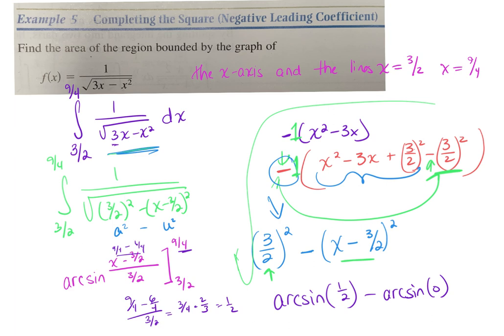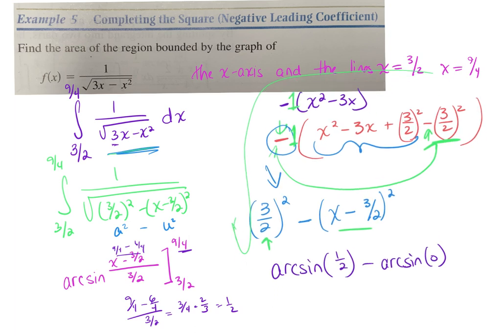What angle gives you a sine of 1/2? It's a 30-degree angle, right? Or also known as pi over 6. So this right here is going to give you pi over 6. What angle has a sine of 0 on the unit circle? Where's your y 0 on the unit circle? Yeah, 0. So I have pi over 6 minus 0. My answer is pi over 6. 0.524 if you plug it in.